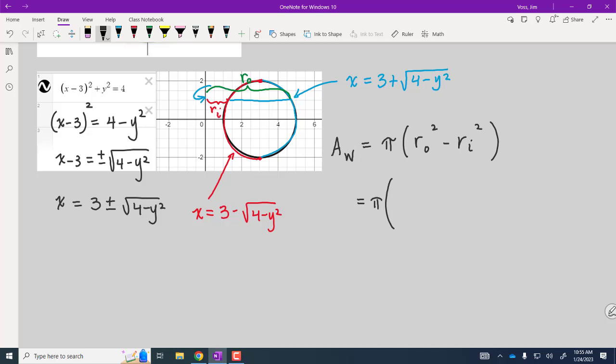That is the distance from this point to the y-axis. Right, so it's that x value minus 0. So it's going to be 3 plus the square root of 4 minus y squared, quantity squared. So there's our outer squared. How about our inner? Is there anything funny with our inner? It's also horizontal, so it's the right x minus the left x. The left x is still 0. So our inner is just the left semicircle. So that's just going to be 3 minus the square root of 4 minus y squared, quantity squared.